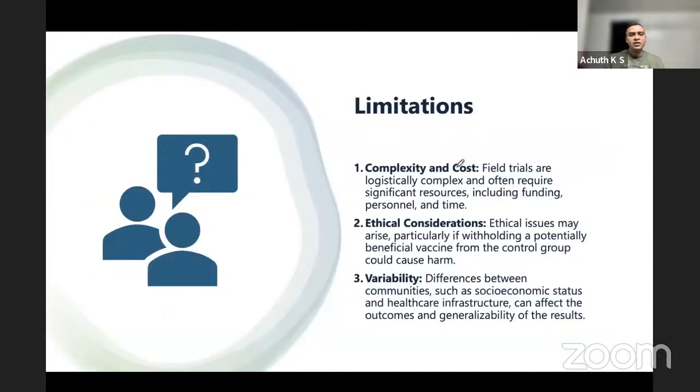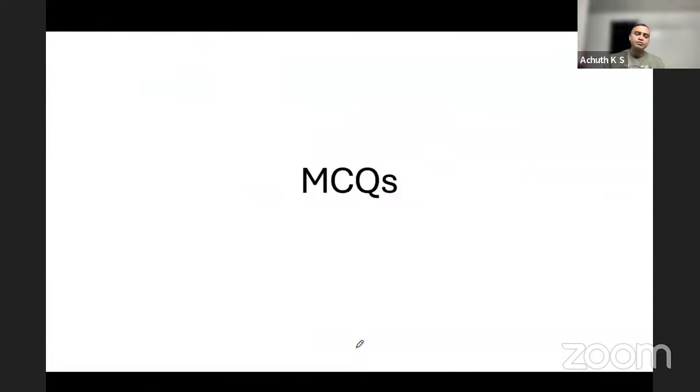Limitation, again, complexity and cost. Getting the population, people should accept to take the vaccine. Ethical considerations again there, because vaccine can cause paralysis, which is a significant disability. Variability based on the economic status, health infrastructure availability, participation of people, etc.